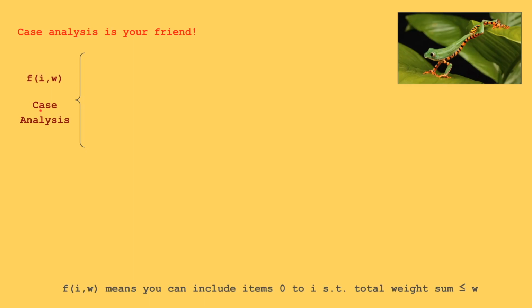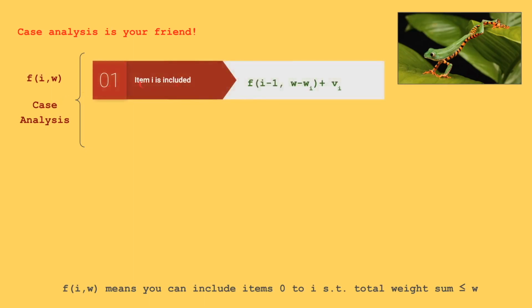Now there's a case analysis. We either include item i, in which case f of i and W is really equal to, because we included item i, we have to add its value. Now your i becomes i minus 1 because previously i was not included, and then your W becomes W minus wi.